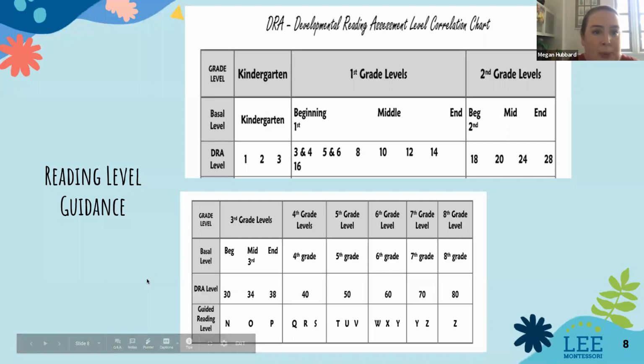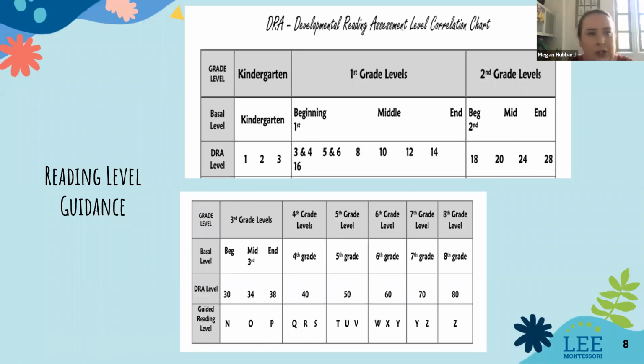So NWEA MAP is pretty straightforward. What I will say is that our reading level data is much more complicated. In a traditional school year, we do something called the DRA, the Developmental Reading Assessment. This is sometimes a 30 to 45-minute reading conference with the child's teacher, where they're finding exact reading levels, doing comprehension, doing some writing responses, and we give every child a reading level.